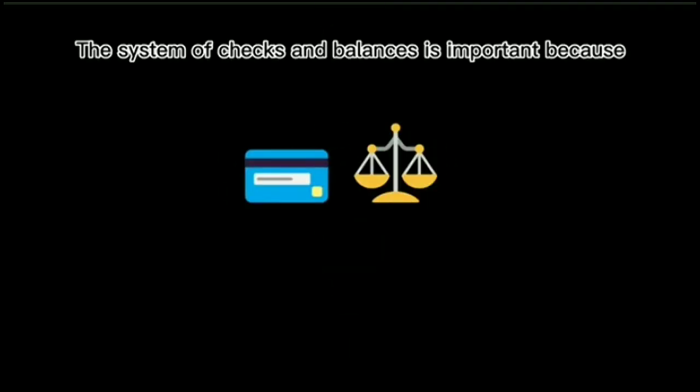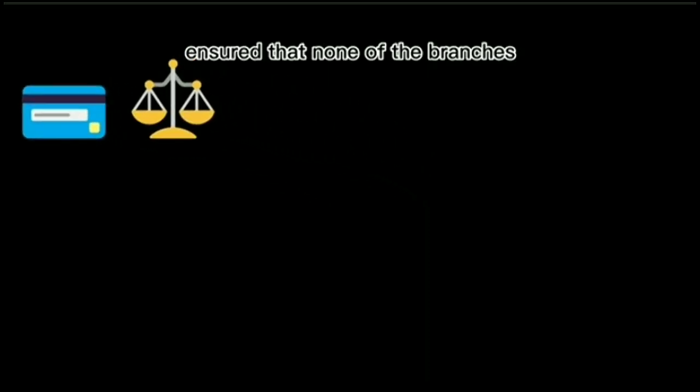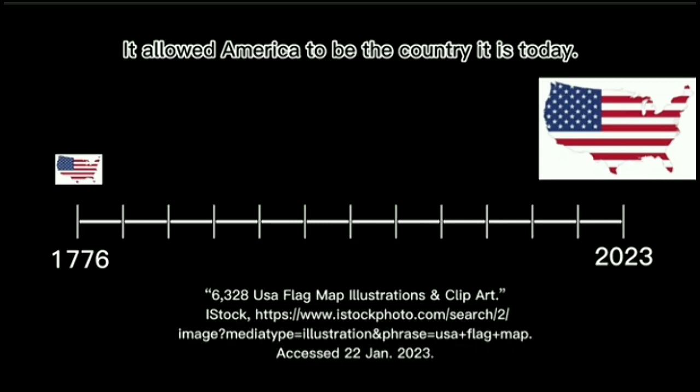The convention also brought a great idea of checks and balances. The system of checks and balances is important because it ensured that none of the branches could hold more power than another. In conclusion, the Constitutional Convention is an extremely important moment in history. It allowed America to be the country it is today.